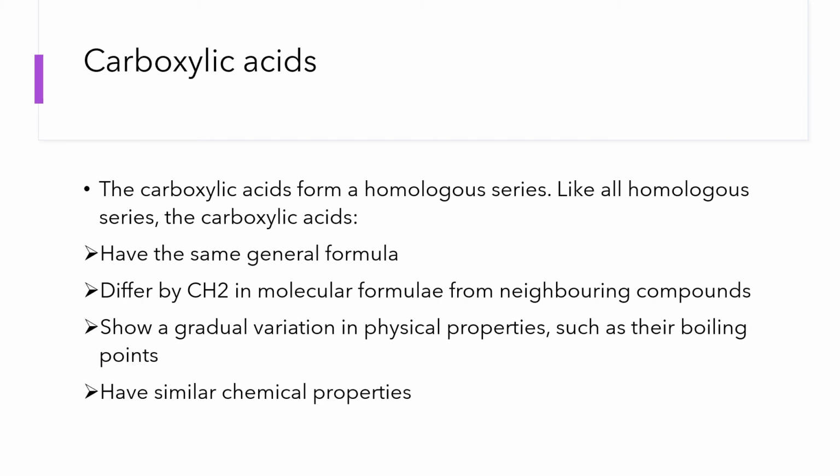Now we'll be looking at carboxylic acids. The carboxylic acids form a homologous series. Like all homologous series, the carboxylic acids have the same general formula, differ by CH2 in molecular formula from neighboring compounds, show a gradual variation in physical properties such as the boiling points, and they also have similar chemical properties.